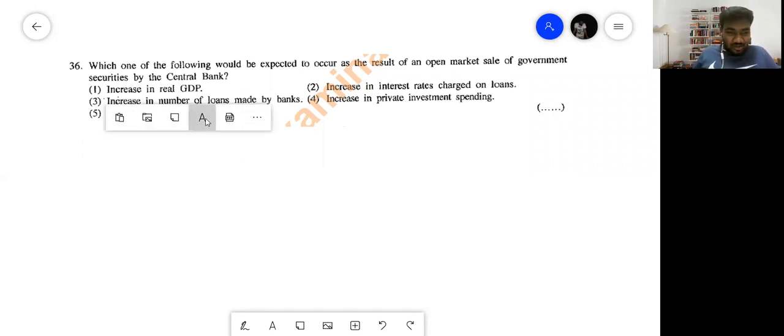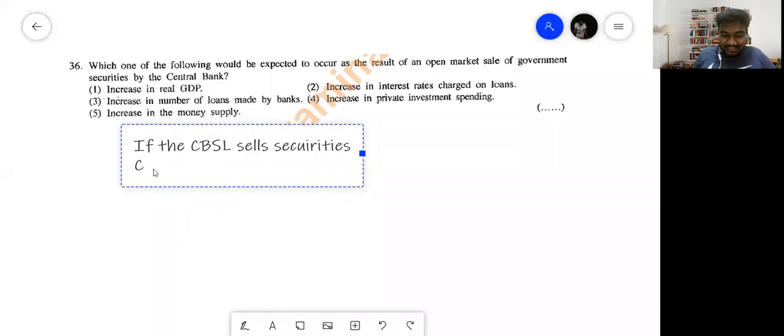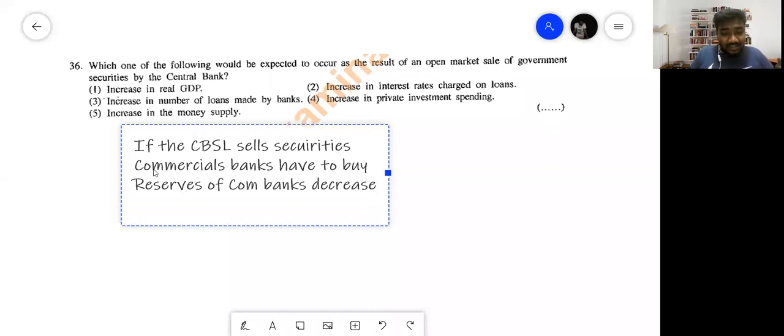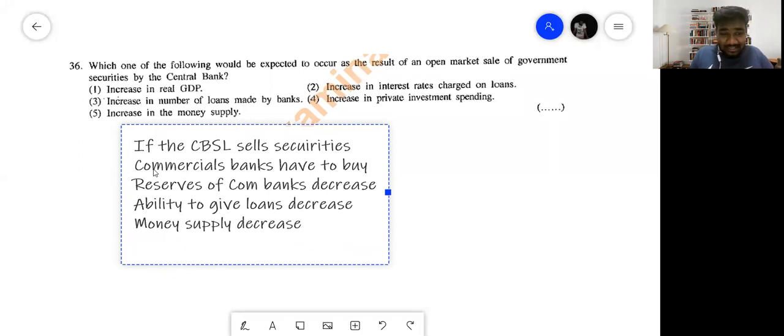Okay, so if I'm just to know the normal stuff. If the central bank sells securities, who has to buy? The font is too small, right? If the central bank sells securities, commercial banks have to buy. So what happens to the reserves of commercial banks? Reserves of commercial banks decrease. Now they have to buy, no? It decreases. So when the reserves decrease, the ability to give loans decreases. Now they don't have much money to give loans. When they are not giving loans, money supply decreases. Remember I told you about the demand and supply thing? If money supply decreases, interest rate increases.